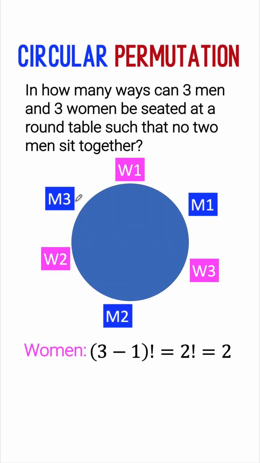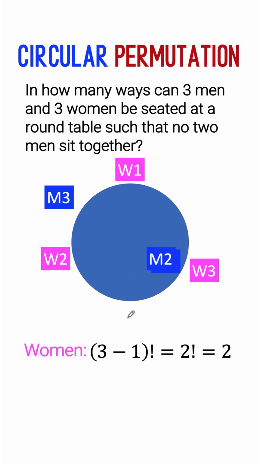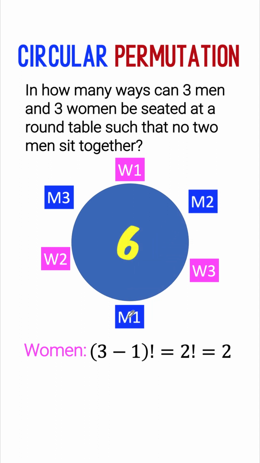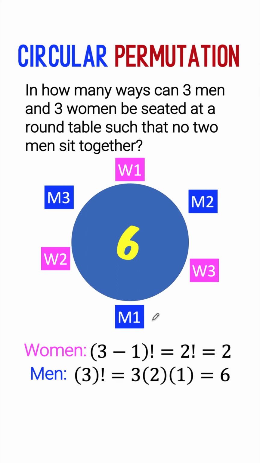Then we can put M sub 3 here, M sub 2 and M sub 1 in these positions. That is the fifth. Or we can swap places for M sub 1 and M sub 2 to now have 6 different permutations of the men seated in between the women. And so for the men, notice that we can compute that 6 using the formula 3 factorial, which is 3 times 2 times 1 equals 6.